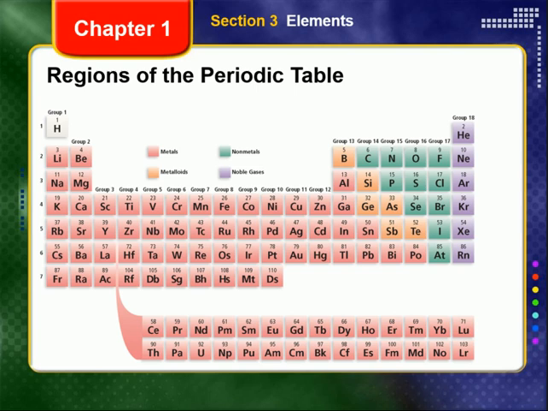Each small square of the periodic table shows the name of one element and the letter symbol of the element. For example, the first square at the upper left represents element 1, hydrogen, which has the atomic symbol capital H. As you look through the table, you will see many familiar elements, including iron, sodium, neon, silver, copper, aluminum, sulfur, and lead.